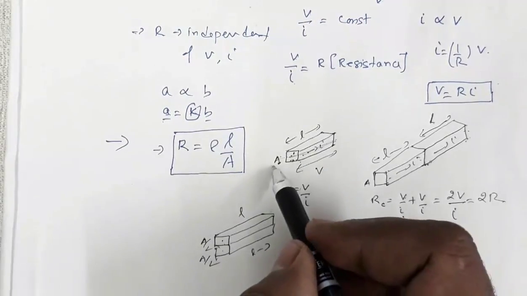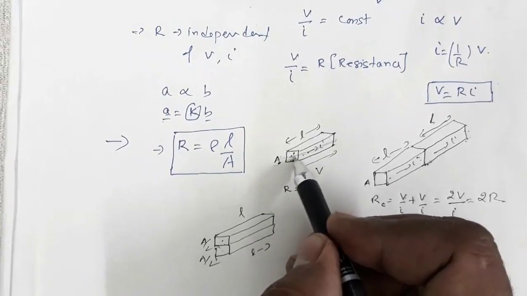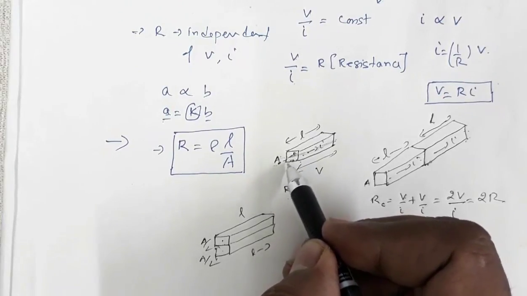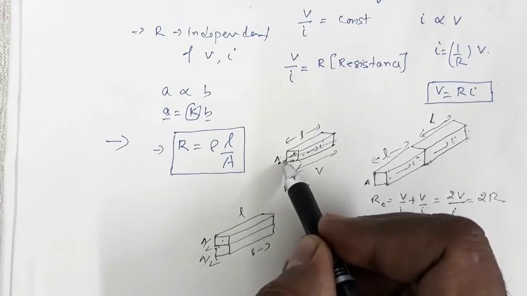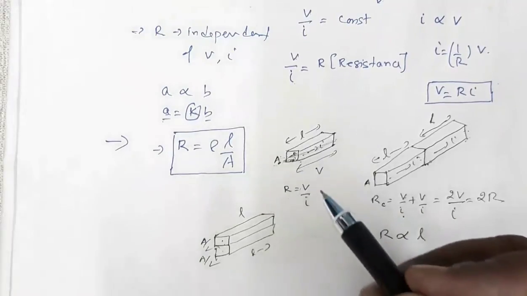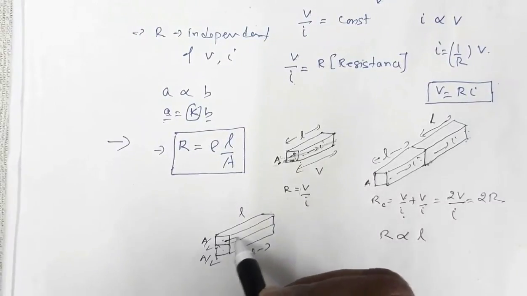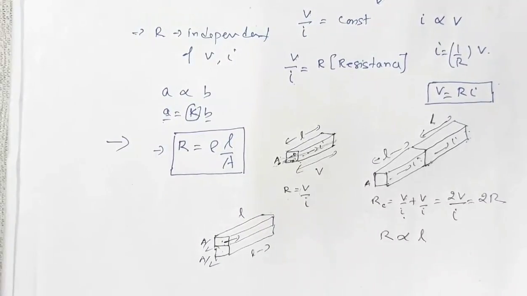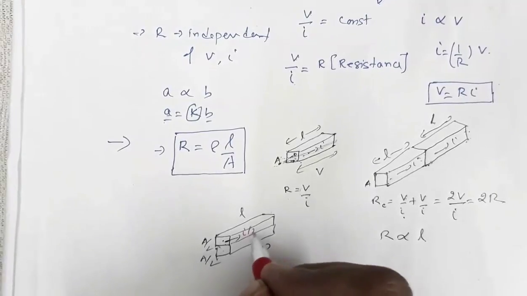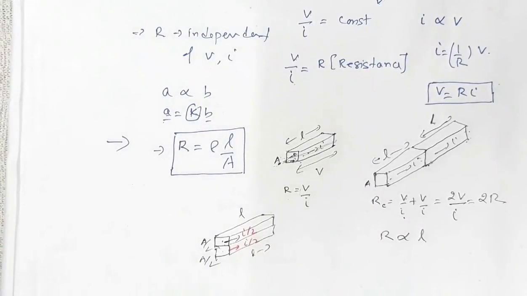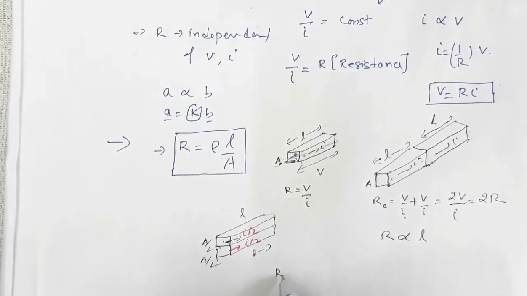So this current I which flows through this conductor now gets divided into two parts, one part going through the upper segment and one part going through the lower segment. Since both segments are identical, equal current will flow through them. So I by 2 current will flow through this part, and I by 2 in this part. Net current is I.